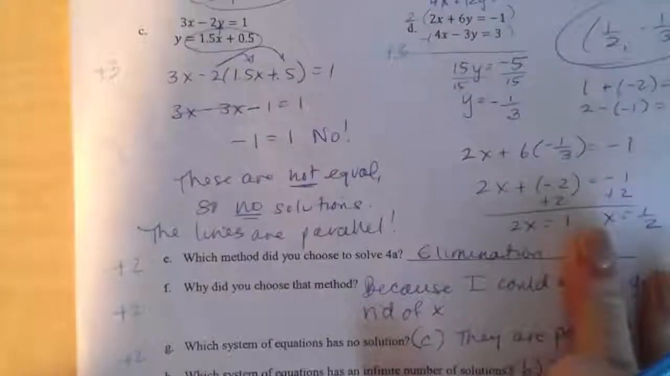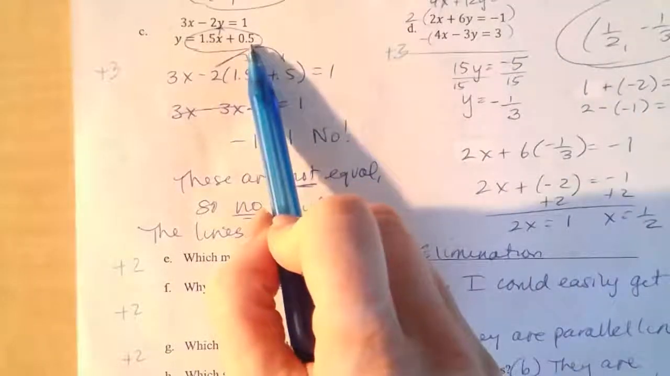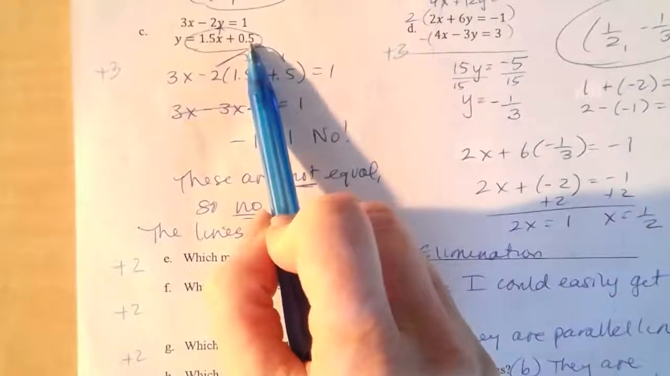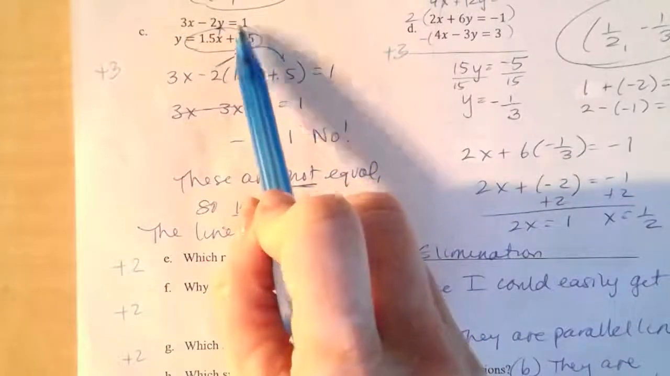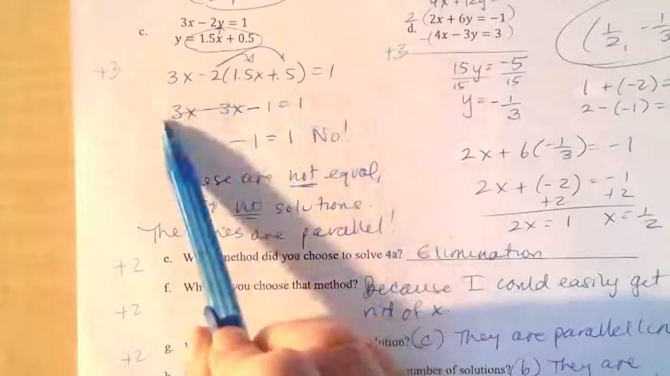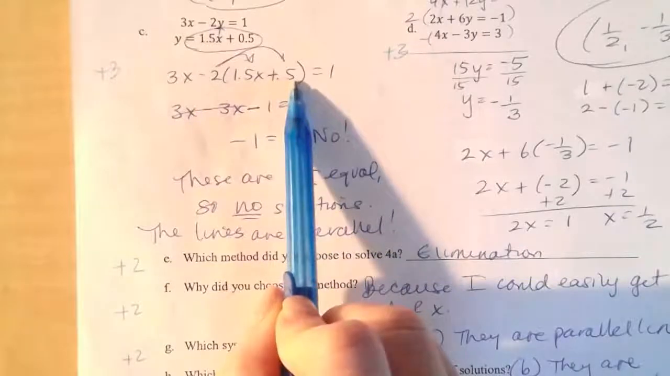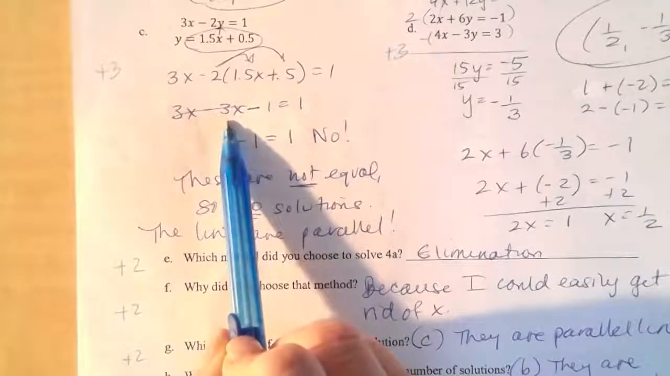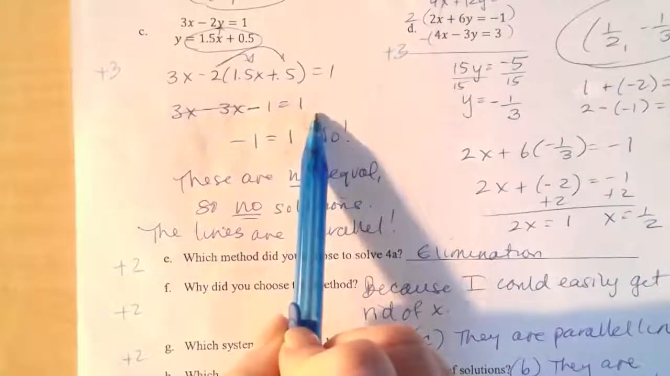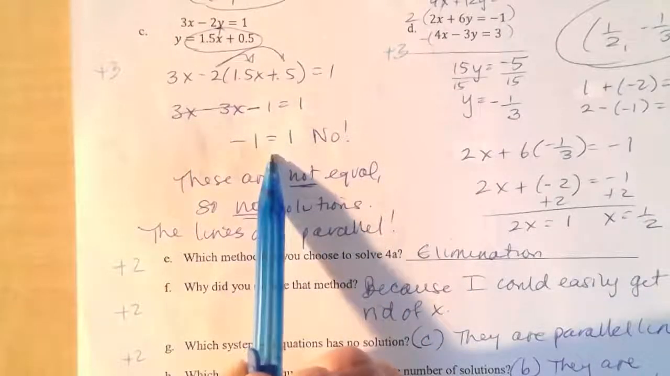In C, let's get the right view. Okay, in C, I again chose substitution since I already had an expression for y. I put that in for y in the first equation. And as I worked on that, I found that when I did my distribution, I had 3x minus 3x minus 1 equals 1. 3x minus 3x goes away. I get negative 1 equals 1.